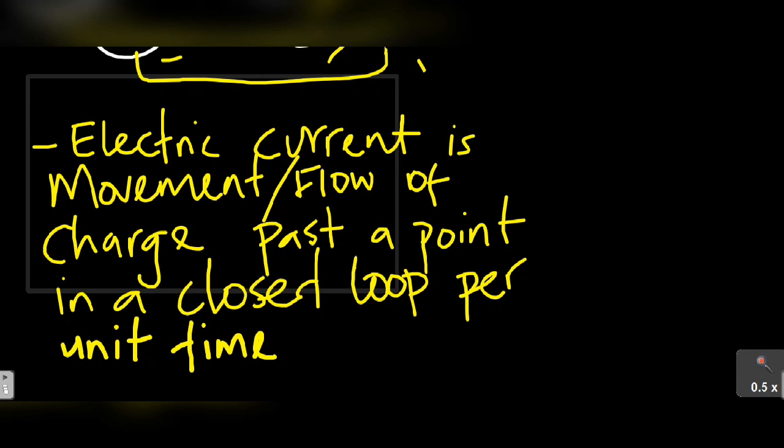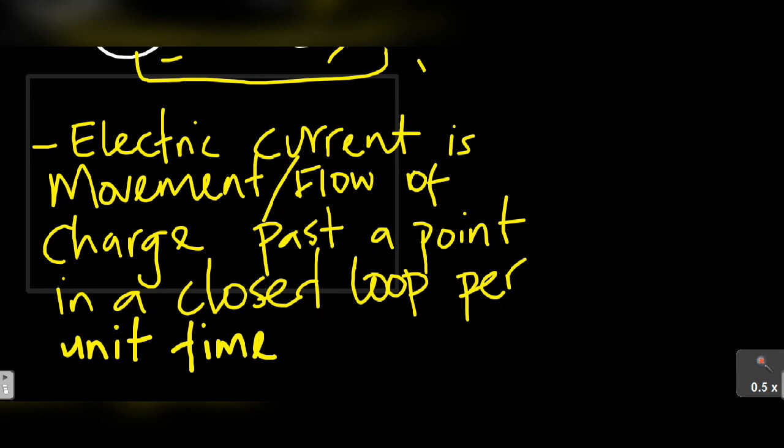Current is the actual flow. It is the flow of charge. It is the charge that flows and not the current. It is the charge that flows in a closed loop that gives rise to a current.